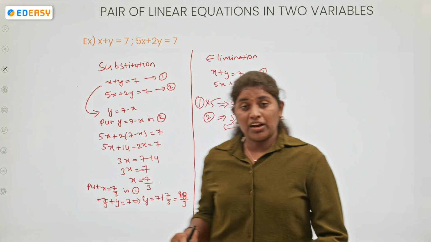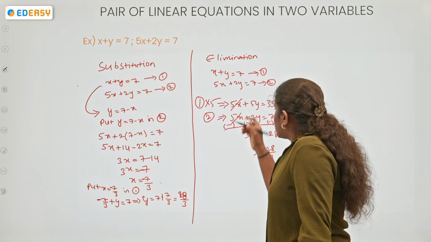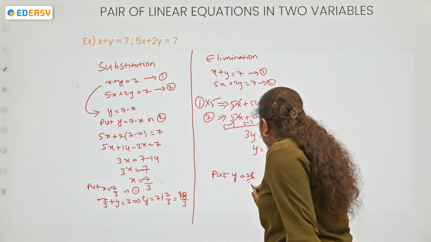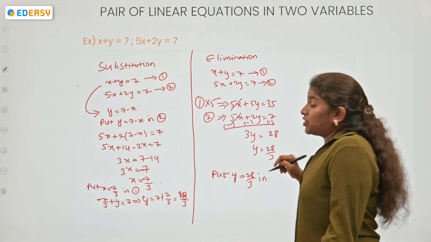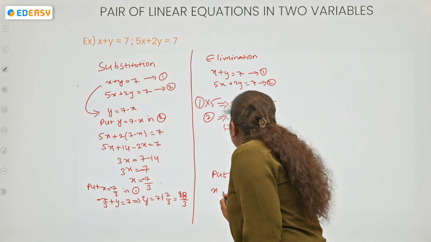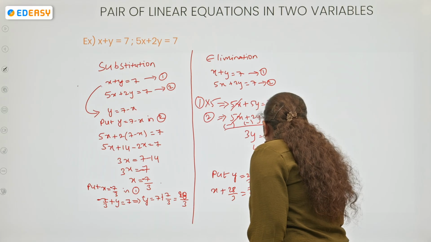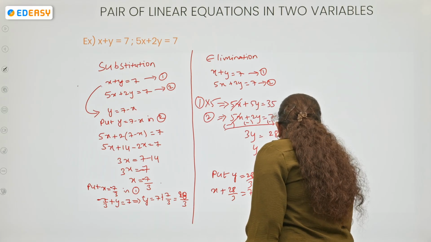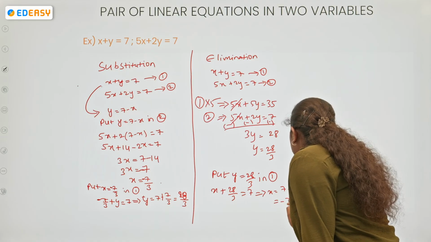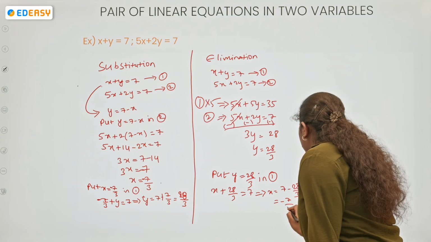Yes. So now coming to the next, y value we will be getting 28 by 3, and for x value, put y equals to 28 by 3 in any of your equations. I am taking equation 1. So x plus 28 by 3 equals to 7, and from this x equals to 7 minus 28 by 3. Okay, now 7 minus 28, so that becomes your minus 7. 3 7s are 21. 21 minus 28 is minus 7 by 3.